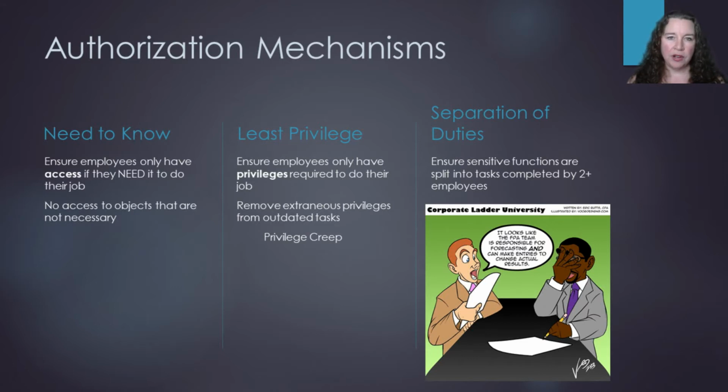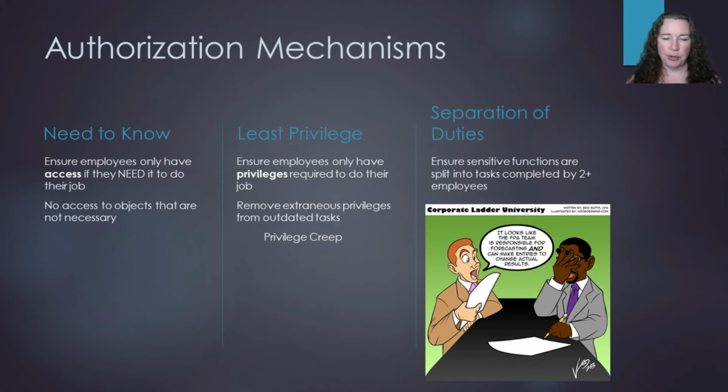The last three are kind of related to each other. First, we always want to follow a need-to-know basis. Employees should only have access if they actually need the access. There is no reason for me to know the salaries of my coworkers. I don't need to know that. However, if I'm in HR and I have to process paychecks, okay, now I need to know it. So unless I need to know a certain piece of information, there is no reason to give me access to it. Make sure that employees do not have access to objects that are not part of their regular duties. Following that same concept, ensure that employees only have privileges that are required to do their job.